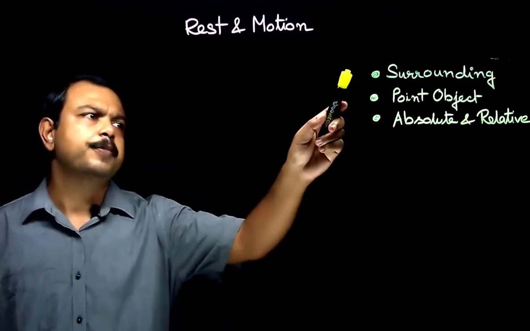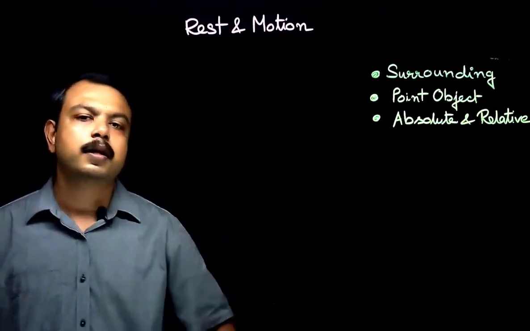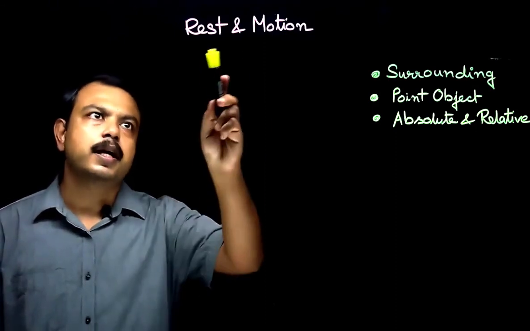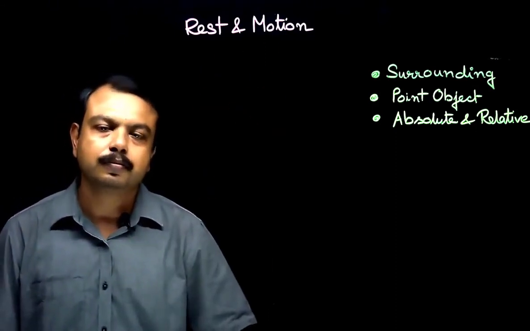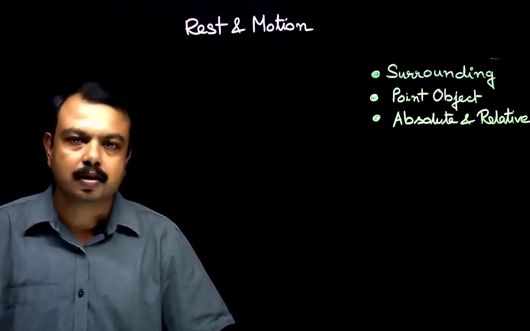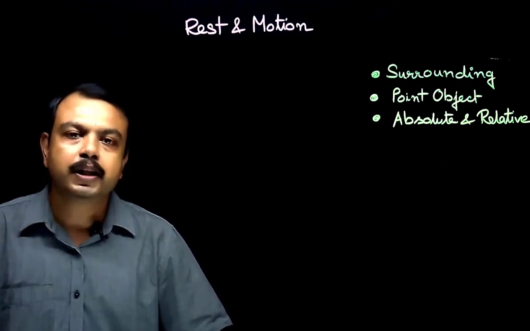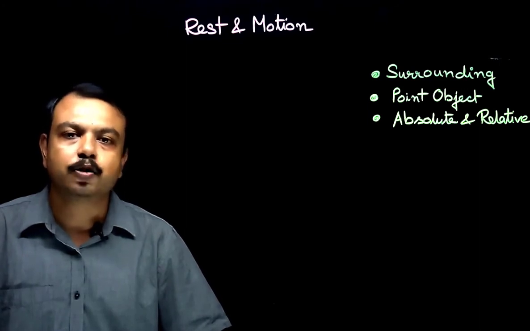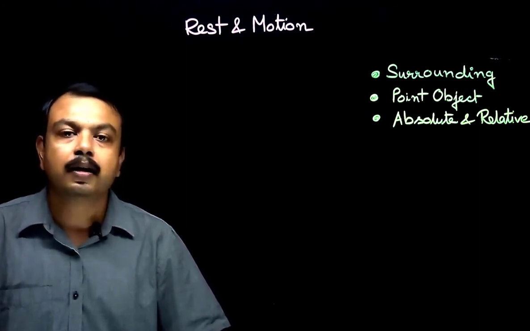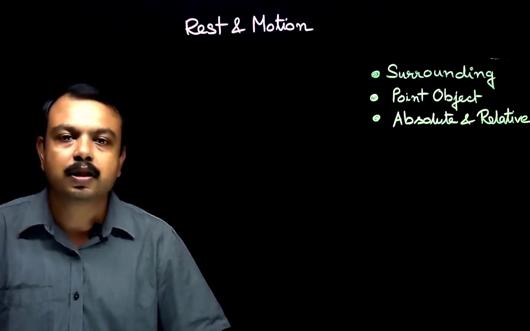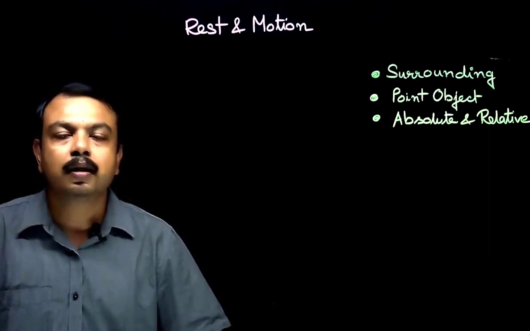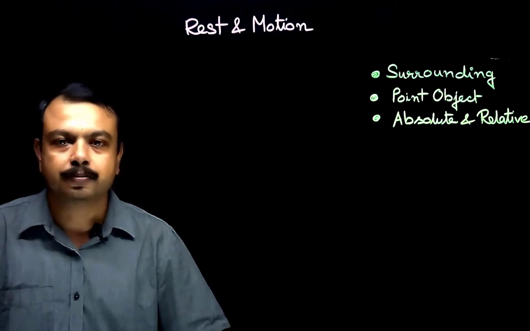So let's begin this course with the concept of rest and motion. Here I have mentioned certain key points related to the concept of rest and motion. As far as the definition is concerned, if an object over time does not change its position with respect to surrounding, then the object is said to be in rest. And if it does change its position with respect to surrounding, then the object is said to be in motion.